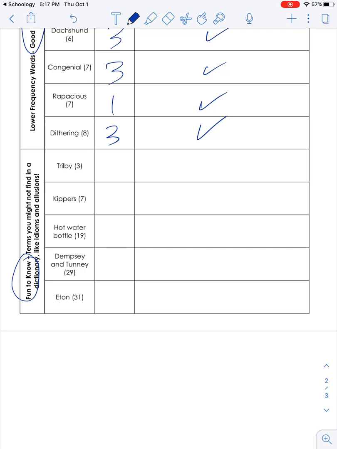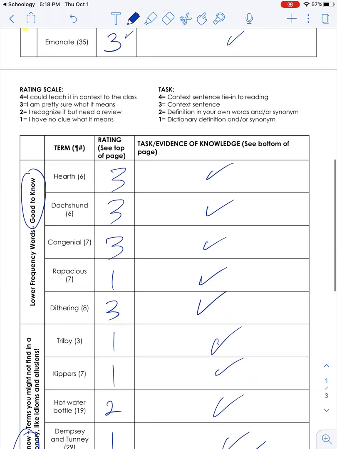And fun to know words typically are words that are very rare. You might not see them anywhere except the next story that we're going to read. They might not be dictionary words. You might have to Google them. So chances are, I'm going to go out on a limb and say most of us would be ones, except for maybe some people might be familiar with hot water bottles. I can't imagine anyone knows who Dempsey and Tunney are, and probably very few of you know about Eaton, right? So you would go ahead and do the tasks in the last column.